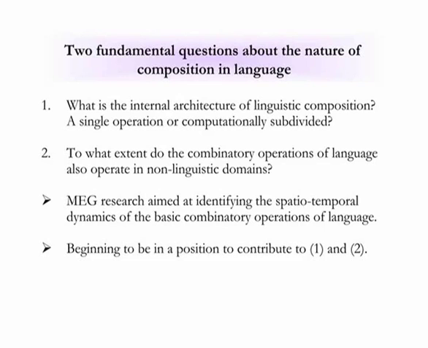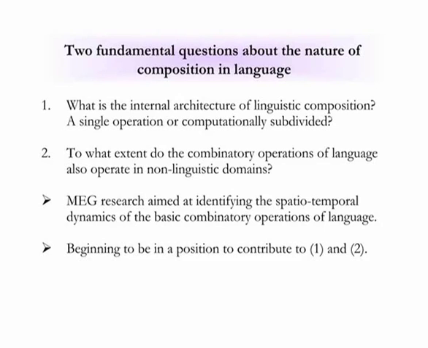So is it the case that composition in language is some kind of a single unified operation, call it merge, whatever you want to call it, or is it computationally more subdivided? Linguistic theory on this kind of matter. So that's one question that I was trying to evaluate. The second question is definitely already on the table: to what extent do the combinatory operations of language also operate in non-language domains?